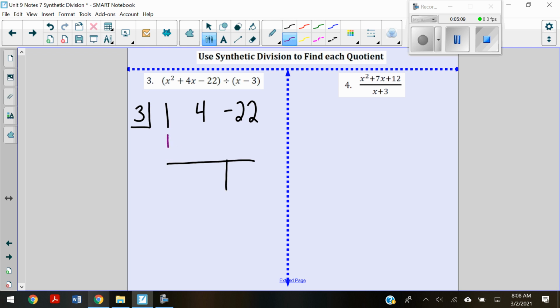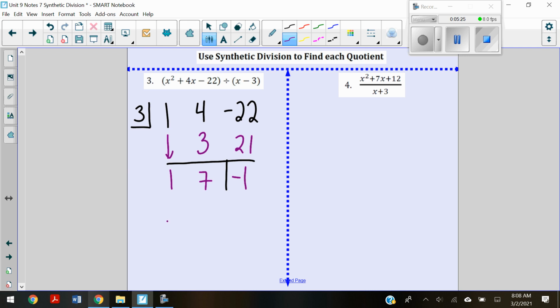All right, bring down the 1. 1 times 3 gives us 3. 4 plus 3 gives us 7. 7 times 3 gives us 21. Negative 22 plus 21 gives us a negative 1. Here is our first remainder.